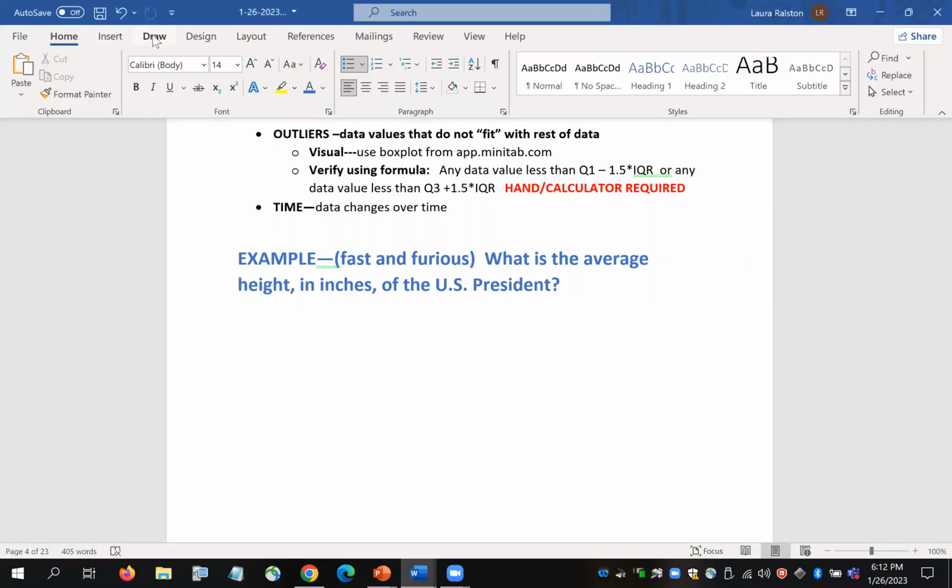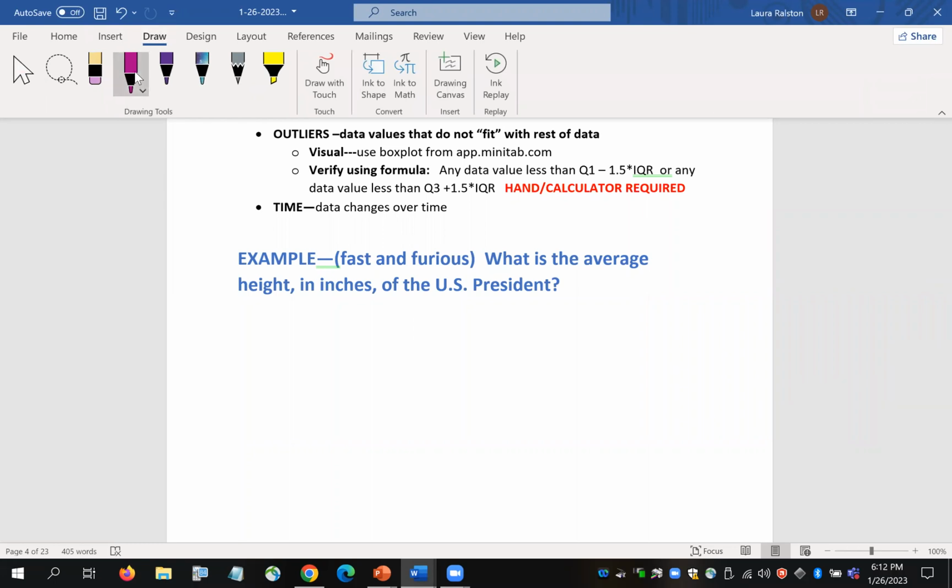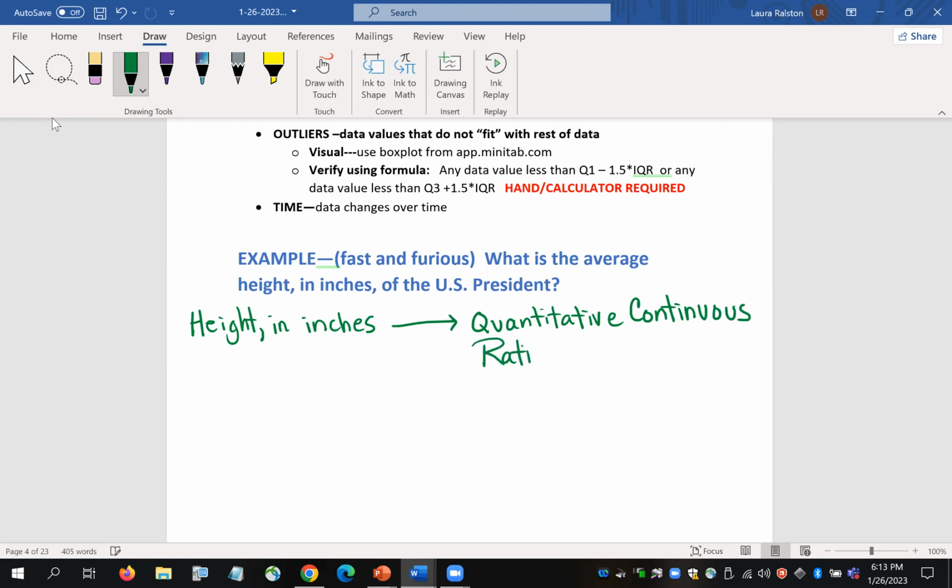I know that at the beginning of project 1, you're asked to identify your variable. The variable that I chose from this data set is height, and I specifically chose in inches. And you're asked to determine what type of variable it is. And again, it is quantitative continuous at the ratio level.